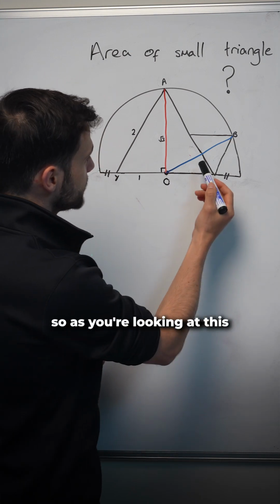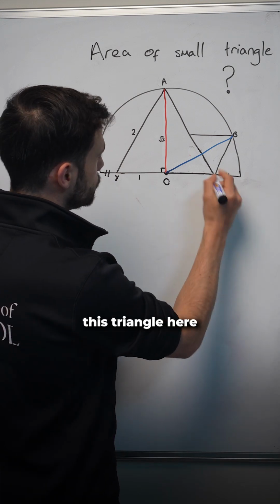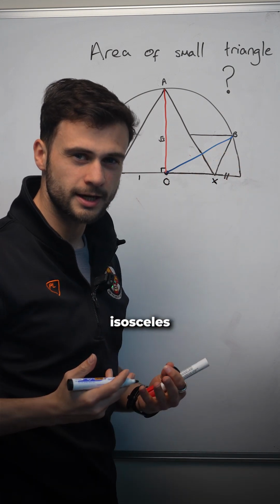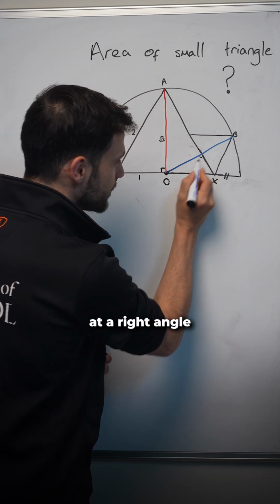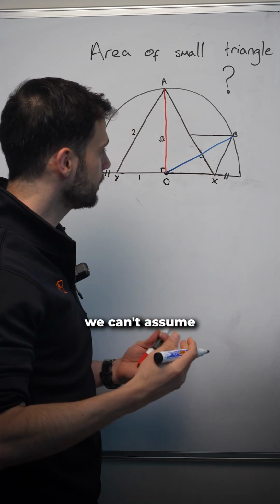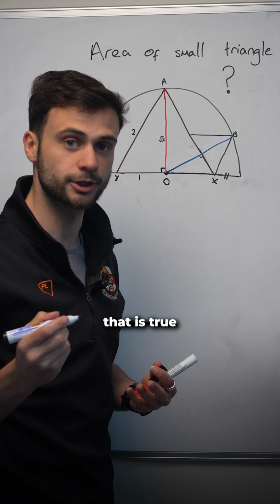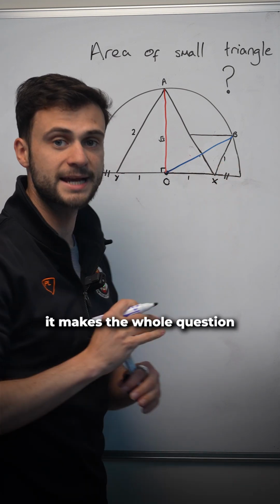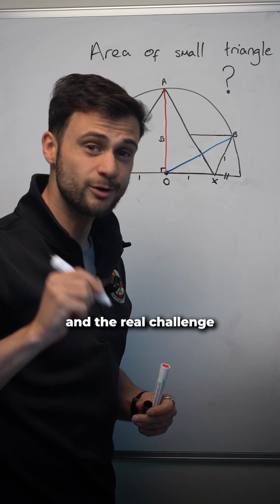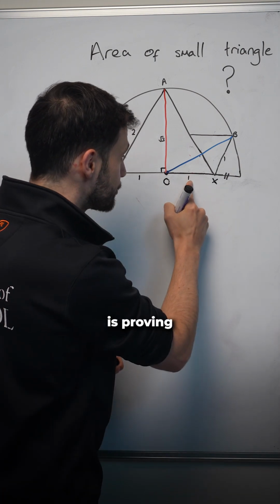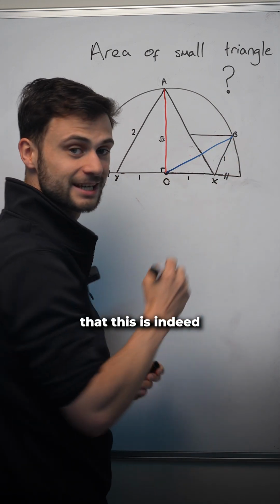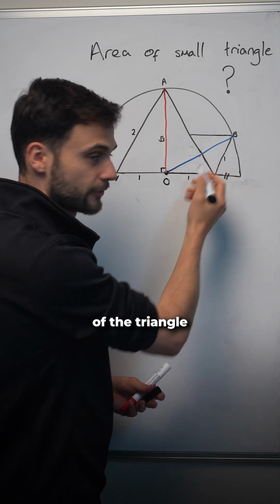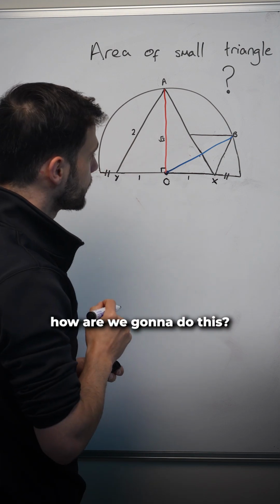So as you're looking at this, you might start to think, this triangle here, and we can call it OXB, kind of looks isosceles, feels like this meets at a right angle, but unfortunately we can't assume in our proof that is true. So we don't know that, and if that were true, and this is 1 and this is 1, it makes the whole question very easy. And the real challenge in this question is proving that this is indeed an isosceles triangle. If we can do that, well, the rest of the question is just finding the area of the triangle, right? So how are we going to do this?